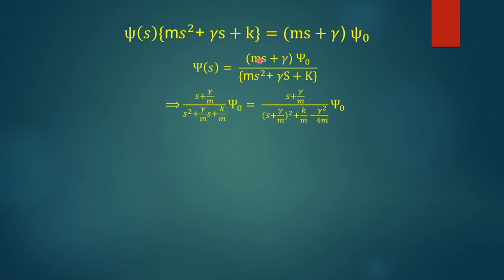By dividing both numerator and denominator by m, it can be written as (s + γ/m) divided by (s² + (γ/m) s + k/m). Now this term can be written as (s + γ/m) divided by ((s + γ/2m)² + k/m − γ²/4m²).